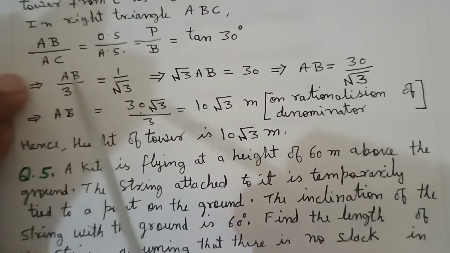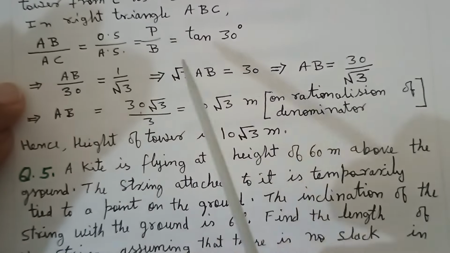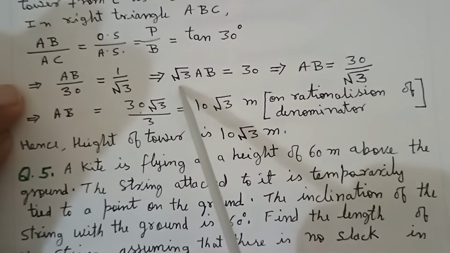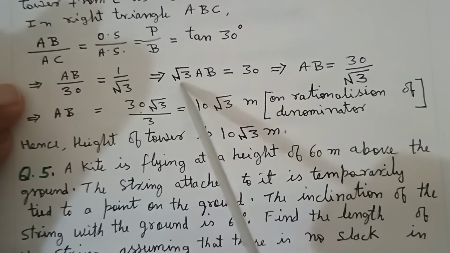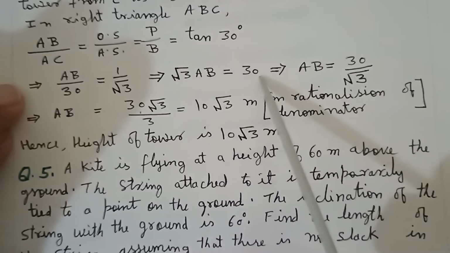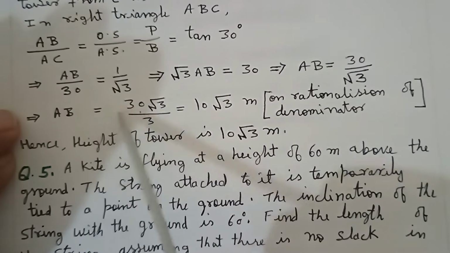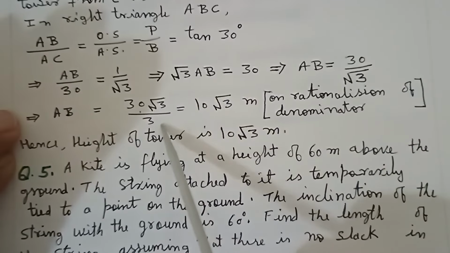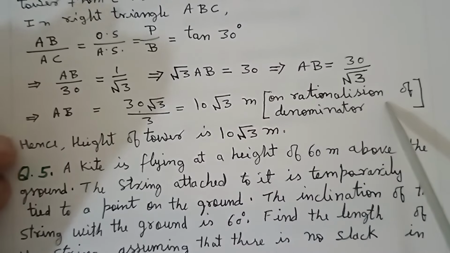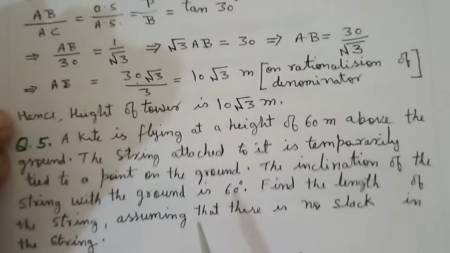So this implies AB upon 30 is equal to 1 upon √3. यहाँ हमने AC की वैल्यू रख दी और tan 30 की वैल्यू होती है 1 upon √3. This implies क्रॉस मल्टीप्लाई कर दिया तो √3 AB is equal to 30. This implies AB is equal to √3 को इधर ले गए तो 30 upon √3. So this implies AB is equal to 30√3 upon 3 is equal to 10√3 meter on rationalization of the denominator. Hence height of the tower is 10√3 meter.